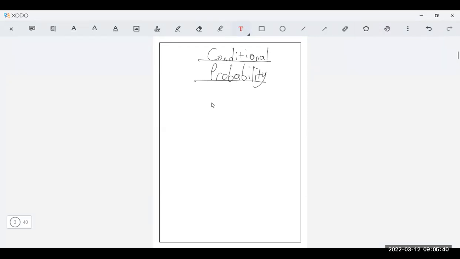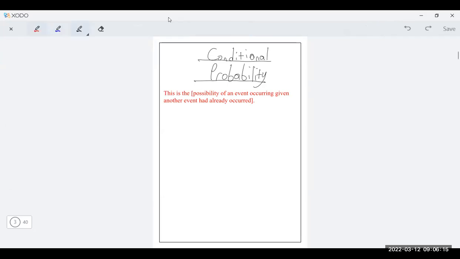All right, so conditional probability is the possibility of an event occurring given another event had already occurred. All right, that's conditional probability. It's based on if another event had already occurred. For example, look at this. This would never be the same probability.